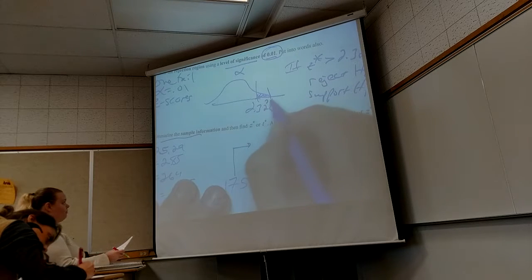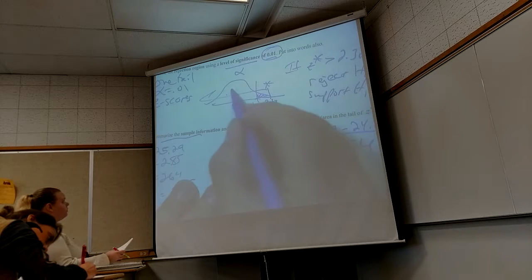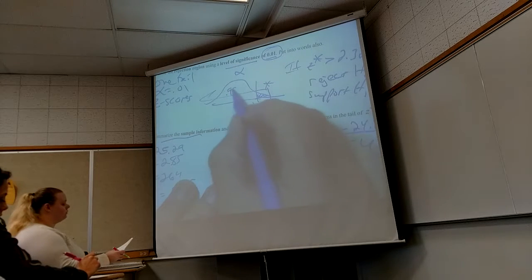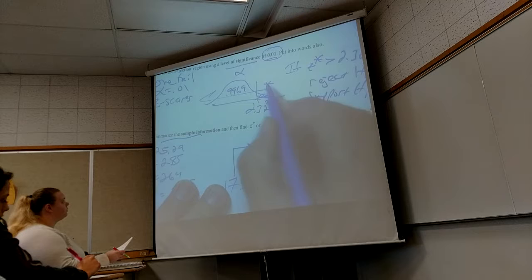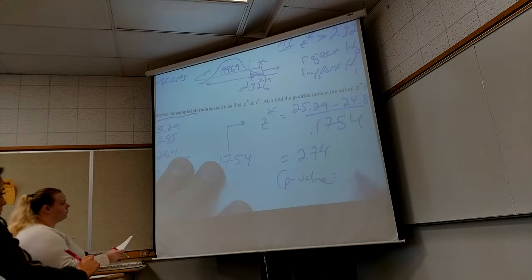So where is that on my picture? It's way out there. Well, that's the area below it, so what's the p-value? What is it, 0.9969? So what's the p-value? 1 minus that. 0.0031.